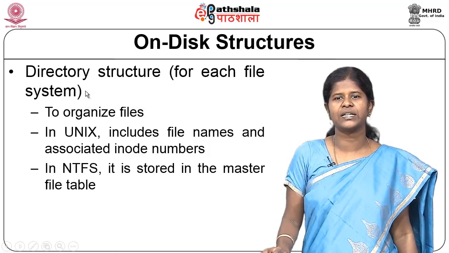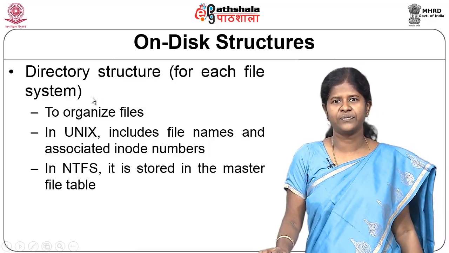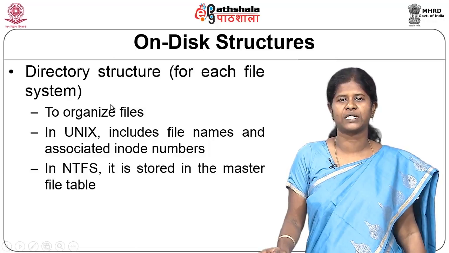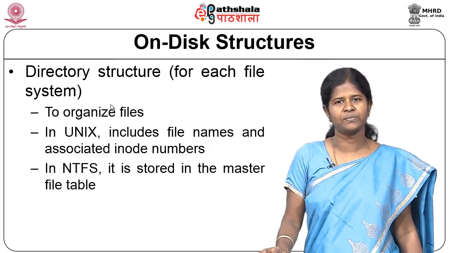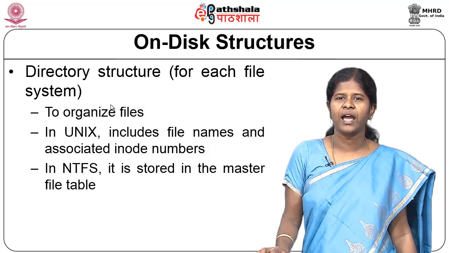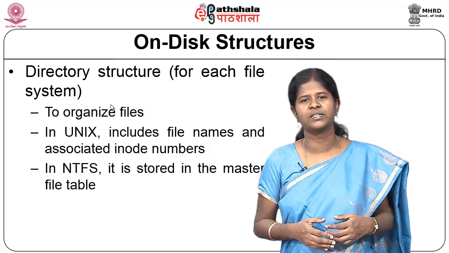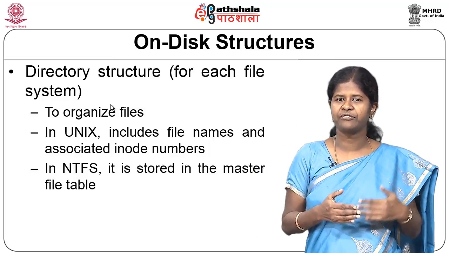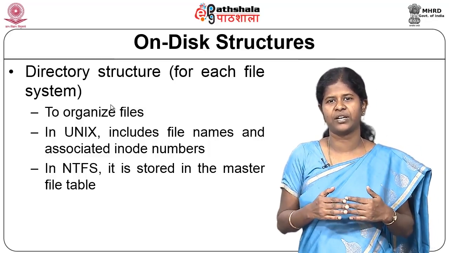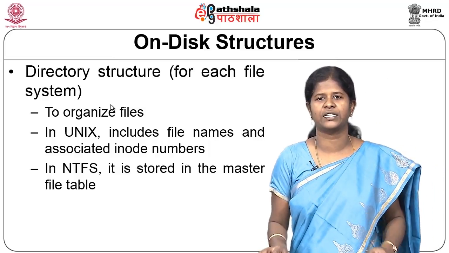Now, the next structure is the directory structure. This directory structure is for each file system. So, as we all know, the directory structure is used to organize files. You will have directories, subdirectories beneath it, files beneath it and so on. And what is maintained in each of the directories? The name of the file is maintained, and also the associated information will be kept. In the case of Unix, you see that the names of the files and the inode numbers of those files will be kept in each directory entry. In NTFS, this is stored in a master file table.